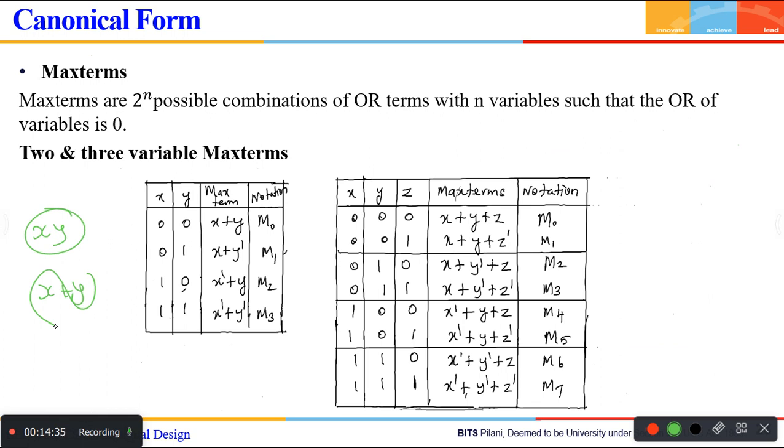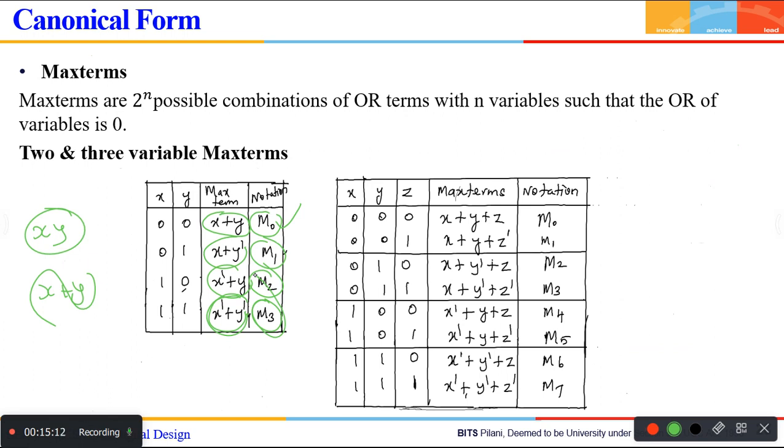Now listen carefully. x plus y is written as max term M0. Here the order is reverse, right? Now see, x bar plus y bar is M3. x plus y bar is M1. x bar plus y is capital M2, and x bar plus y bar is equal to capital M3. Remember this. The order in max term is the reverse of the order in the min term, right?